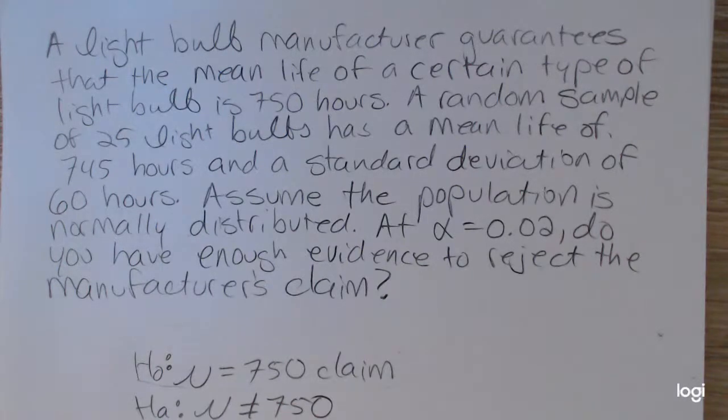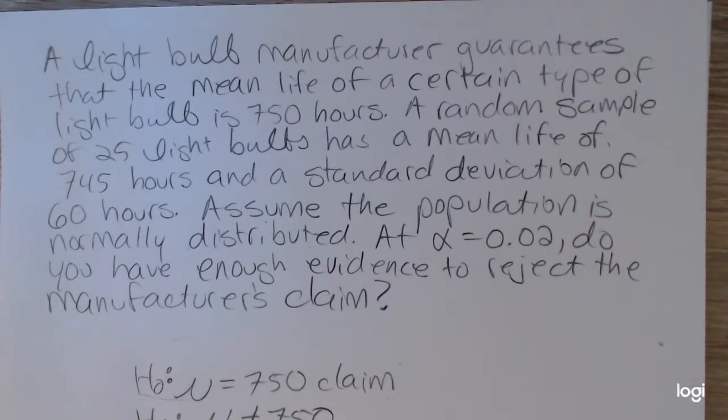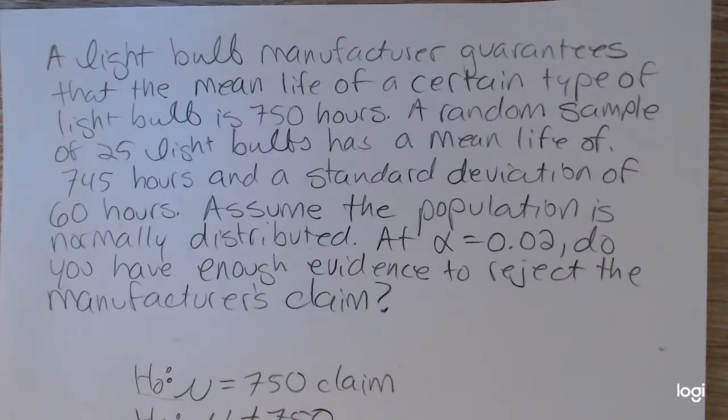This is an example of a hypothesis test for a population mean when sigma is unknown. A light bulb manufacturer guarantees that the mean life of a certain type of light bulb is 750 hours. A random sample of 25 light bulbs has a mean life of 745 hours and a standard deviation of 60 hours. Assume the population is normally distributed. At a level of significance of 0.02, do you have enough evidence to reject the manufacturer's claim?